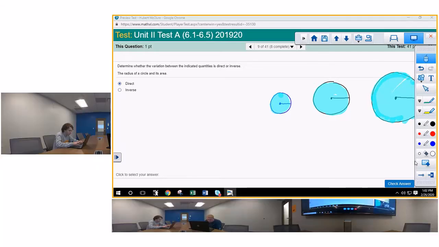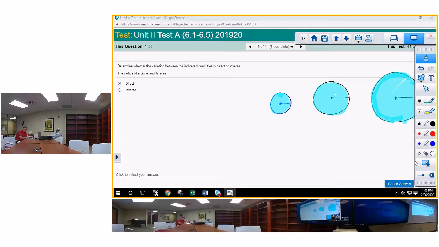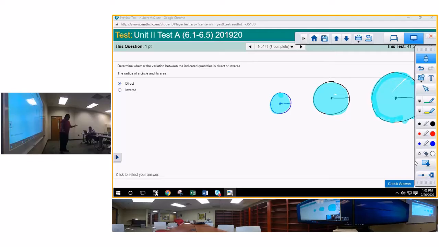What does your gas mileage do on your car as it gets bigger? Okay, is that inverse or direct? Are they going in opposite directions? That's inverse. The reason I went over that is because I saw some of y'all kind of look funky when I went over that. So remember, direct is the same direction. Inverse is the opposite.